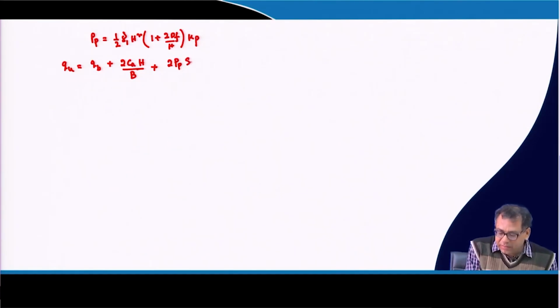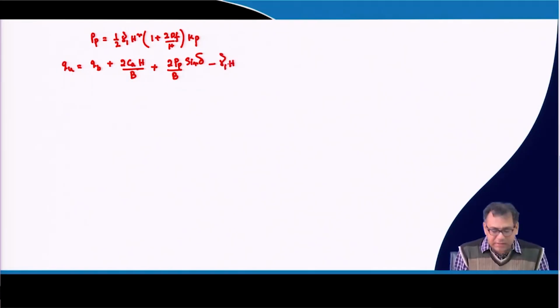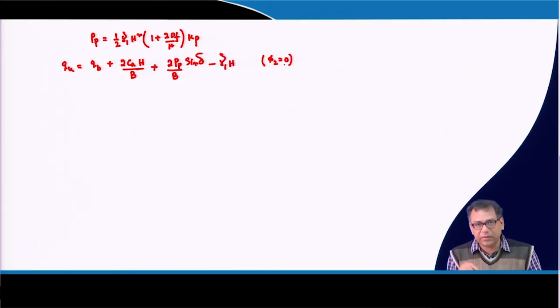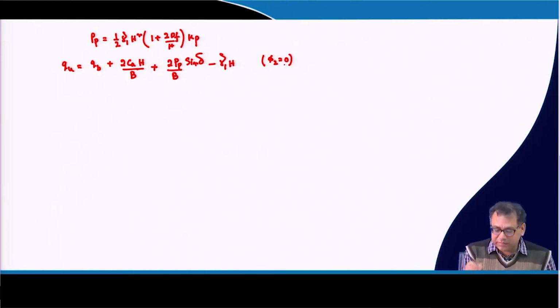So, Pp sin delta by B minus gamma 1 H. But remember that when I am writing gamma 1 H, actually we are taking phi 2 equal to 0, because for the time being we are considering that phi 2 equal to 0. That means your second layer is a clay layer.